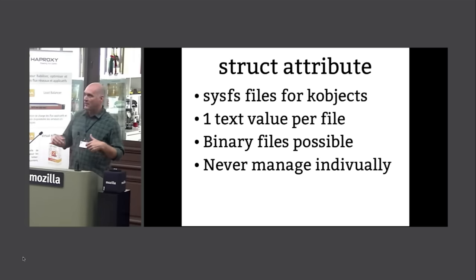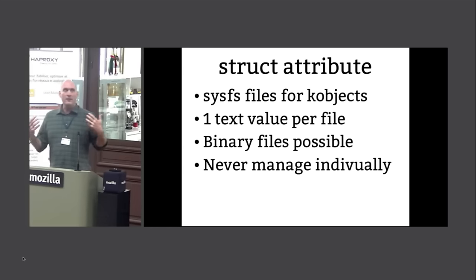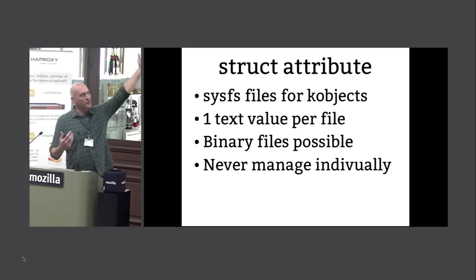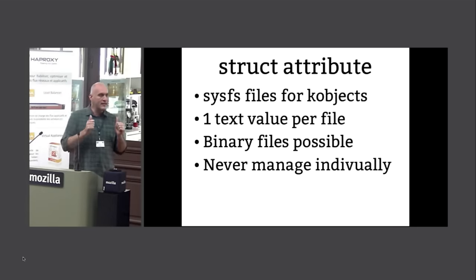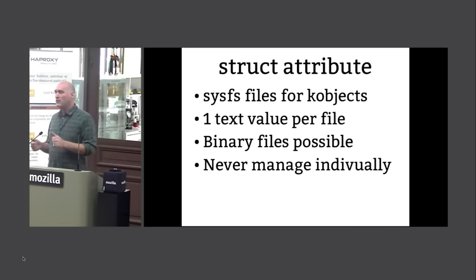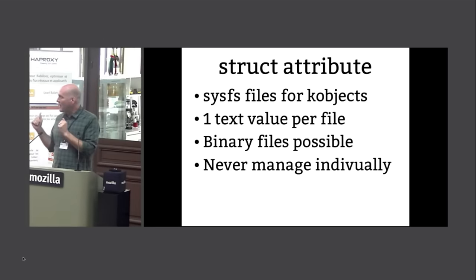So SysFS has files. A K object is a directory in SysFS, but SysFS needs files, and files are attributes, so struct attributes. They're all the files. The rule in SysFS is one text value per file. Tiny number. You're only given a page of data, but really you should never have to worry about how much you're reading or writing in SysFS. One tiny text value.